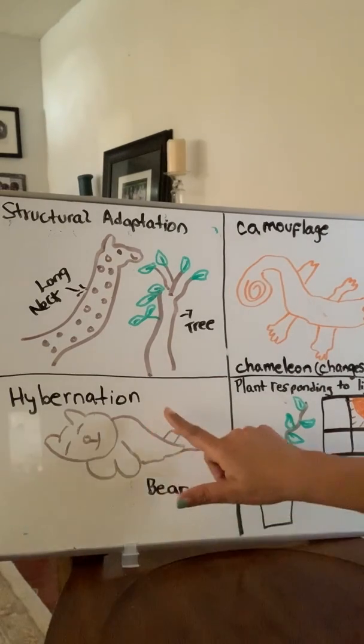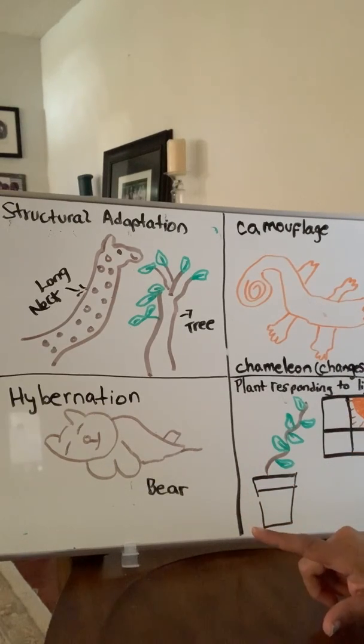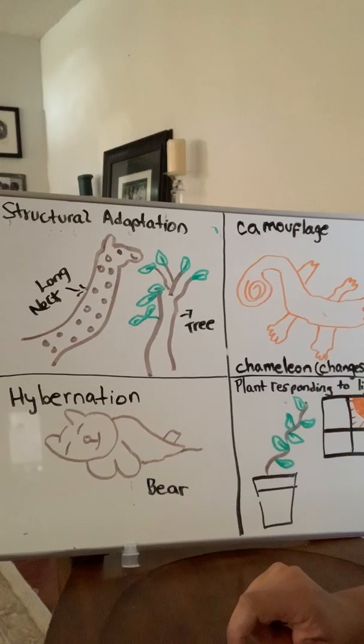For example, in this picture here, I have hibernation. And that is a time when animals go into a very deep sleep. Before going into hibernation, animals like black bears eat a lot of food to be stored as body fat for use during the winter. And that is one type of adaptation.